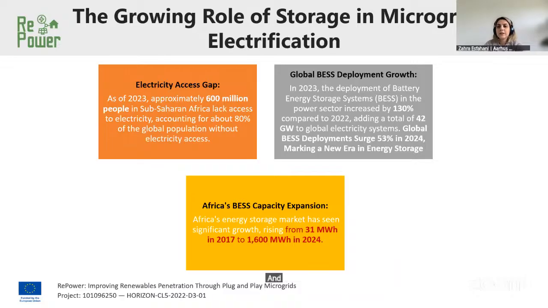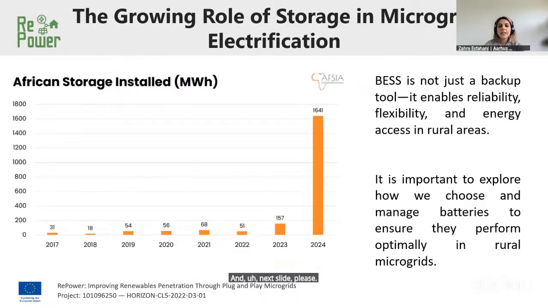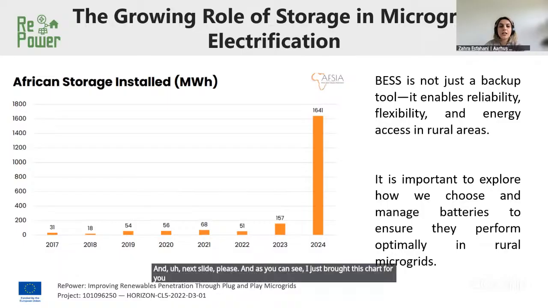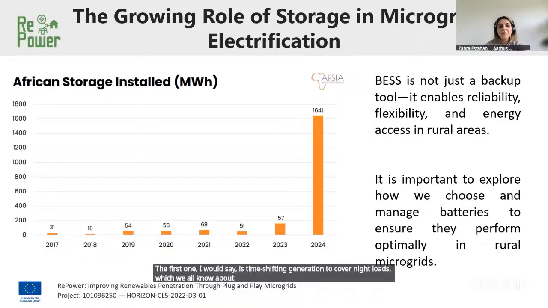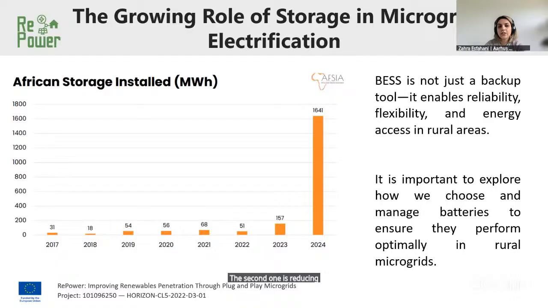And next slide, please. As you can see, I just brought this chart for you to see how the expanding or growing role of storage in microgrids in electrification is a need actually. And in rural electrification, battery energy storage systems play 4 key roles. The first one I would say is time shifting generation to cover night loads, which we all know about. The second one is reducing generator fuel cost in hybrid plants.